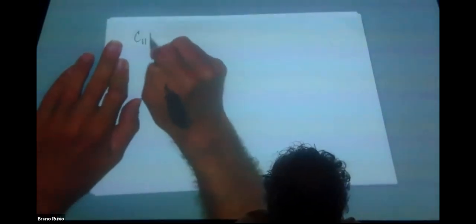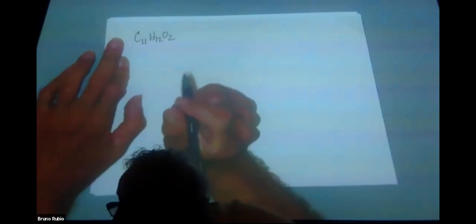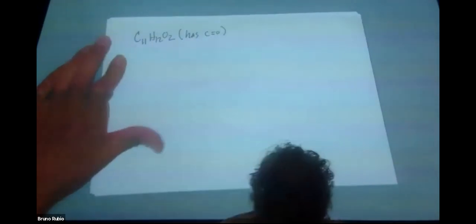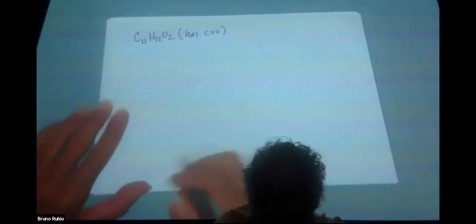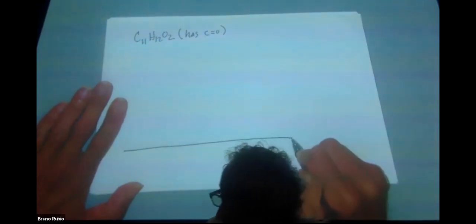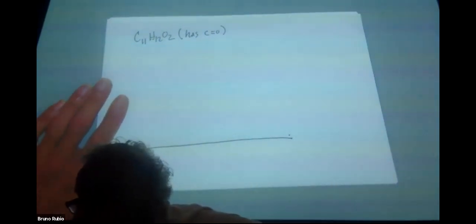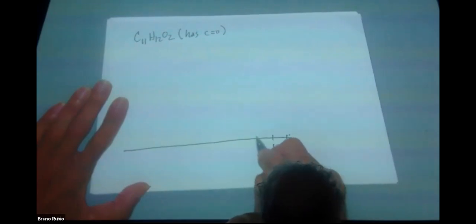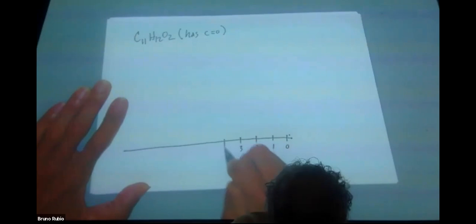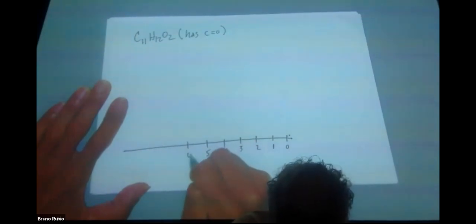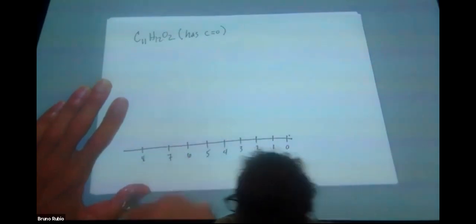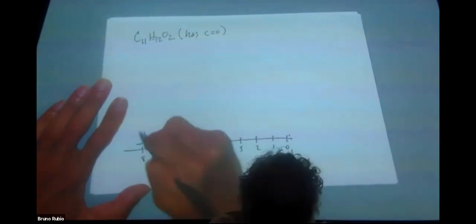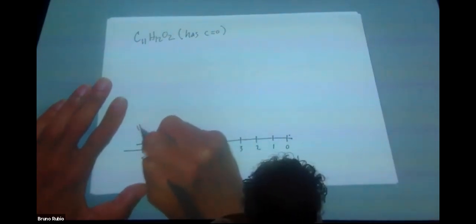C11H12O2. And we have from infrared evidence, we know that this has the carbon-oxygen double bond. Okay, and so now let's make a sketch of the spectrum here. So this one goes 1, 2, 3, 4, 5, 6, 7, 8. And the most downfield signal at around 8 ppm is this one hydrogen doublet down here.